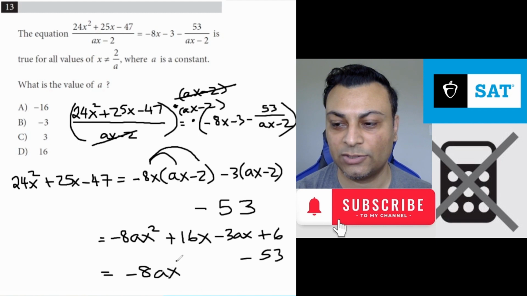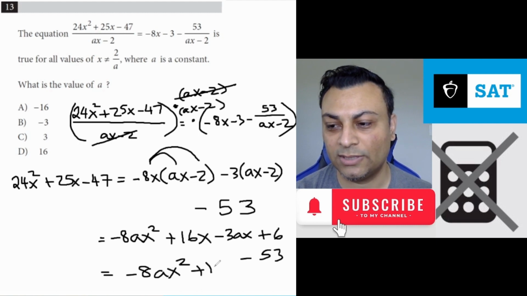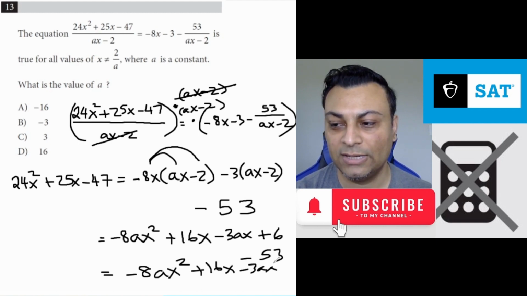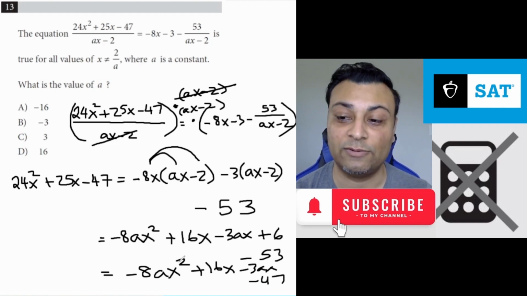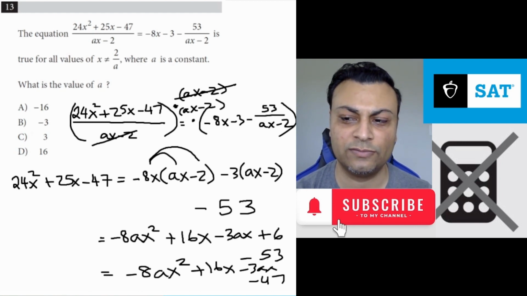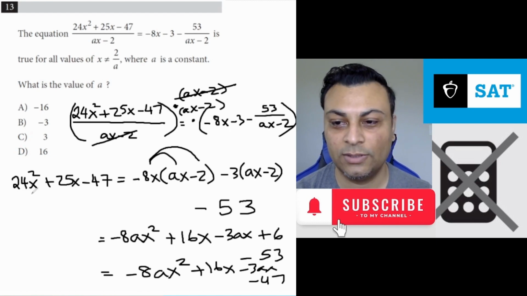Minus 8ax squared. This becomes plus 16x. We can leave it alone, minus 3ax. And this is negative 47, and that's where they get the negative 47. All this is not that relevant. What we really cared about was the value of a. And we can simply compare the coefficient of the x squared term. And we could have done it without expanding all this out.